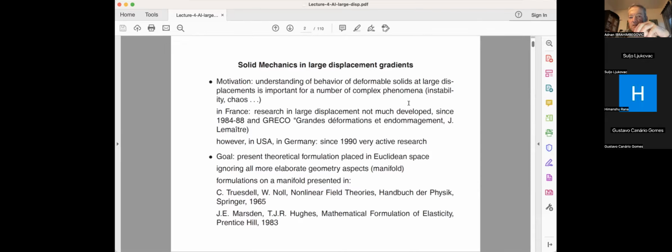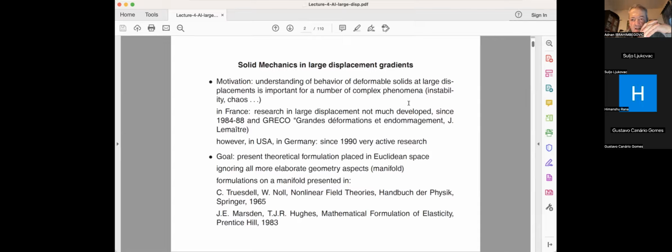So in the 80s, more precisely 84 to 88, the founder of LMT Cachan, Jean Lemaitre, managed to gather several laboratories to work together on a research topic. They called this grande déformation et endommagement, that would be large deformation and damage. And they really produced many results that led to the writing of the book by Jean Lemaitre. But for large deformation, they concluded it's enough to take the same trick like in small deformation, take a Jaumann stress rate, and then you're fine. It turned out that was not really a good conclusion, because certain oscillations were discovered later. And so many other places like the USA and Germany carried on very active research.